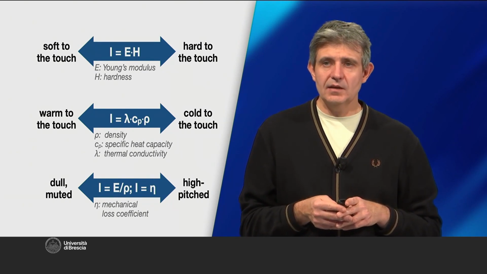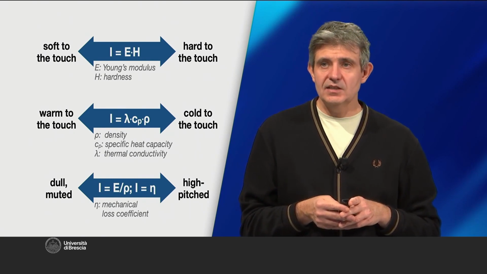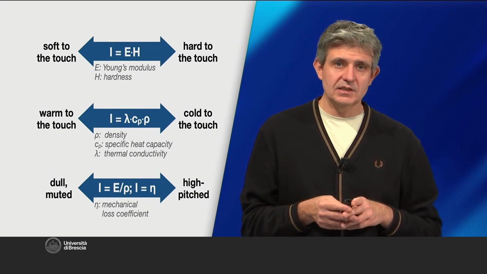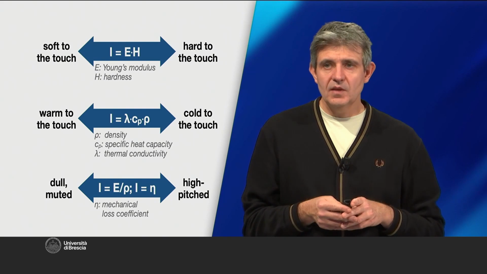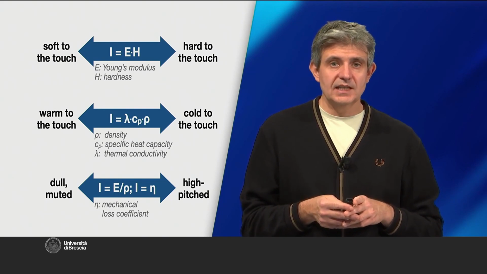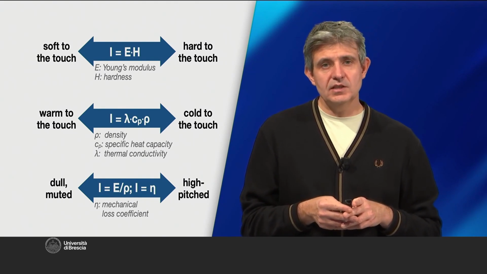In the same way, the fact that a material feels hot or cold to the touch depends on certain properties, and as indicated in the indexes, specifically on thermal conductivity, specific heat, and density. Finally, the sound produced by a material depends on a combination of stiffness and density, which determine its tone, and also on the material's ability to dissipate energy, which will make it sound either brighter or duller.